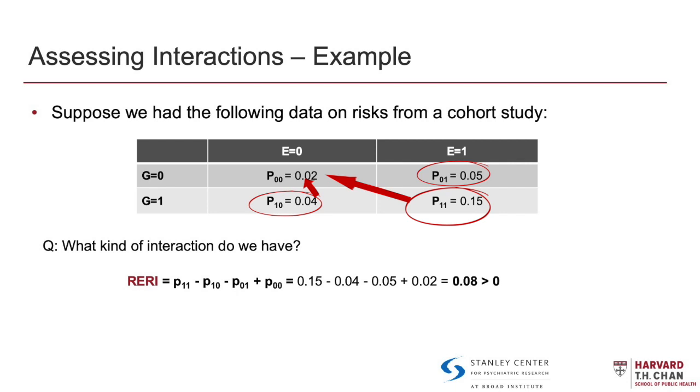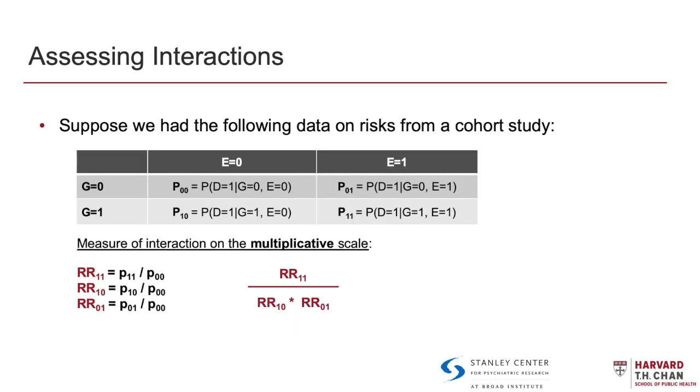So the RERI would come out to be 0.08. This is greater than 0, so we would say there is evidence for positive additive interaction. However, we may have an interaction on a multiplicative scale.